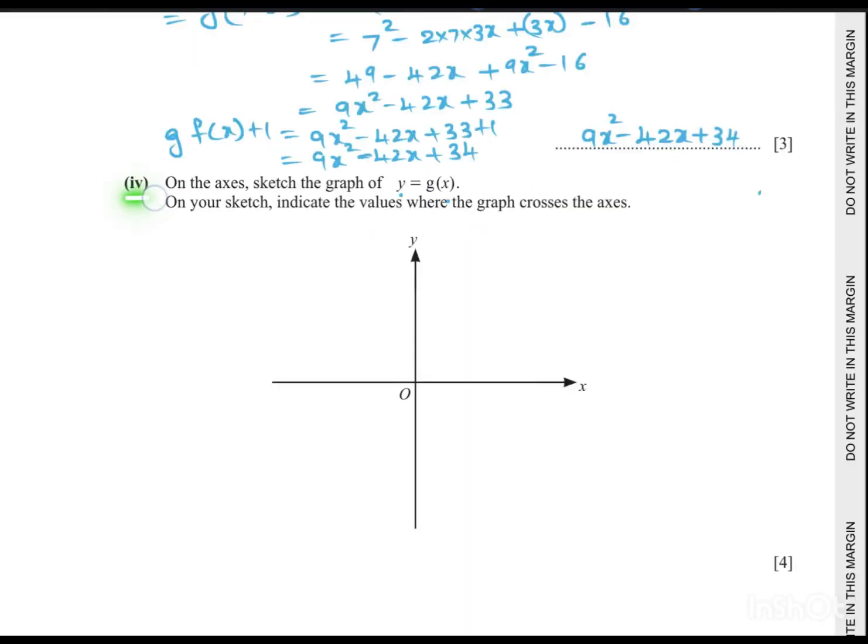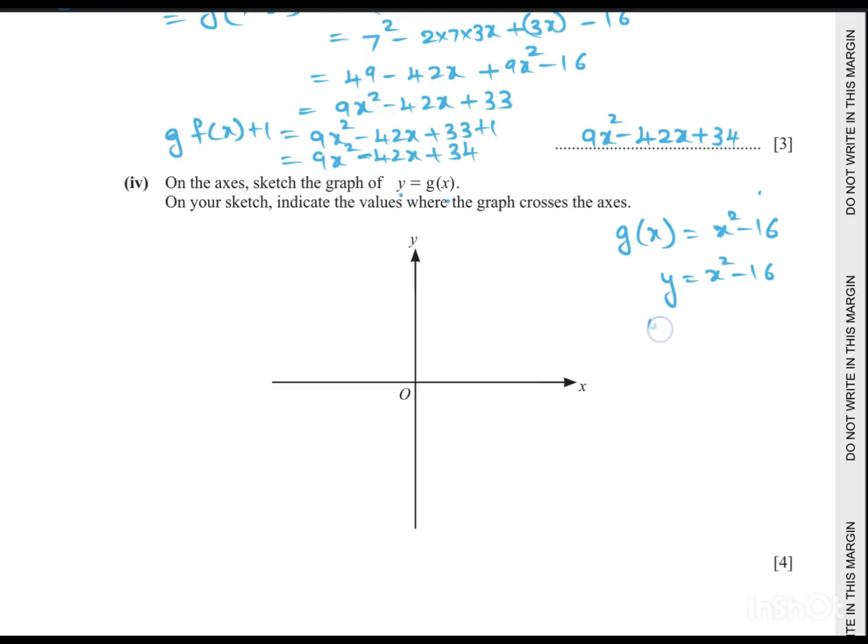Question 4. On the axis, sketch the graph of y is equal to g of x. On your sketch, indicate the values where the graph crosses the axis. So we have to draw the graph also and show the values also. First of all, what is g of x given to us? g of x is x square minus 16. So that means y is equal to x square minus 16 we need to draw.